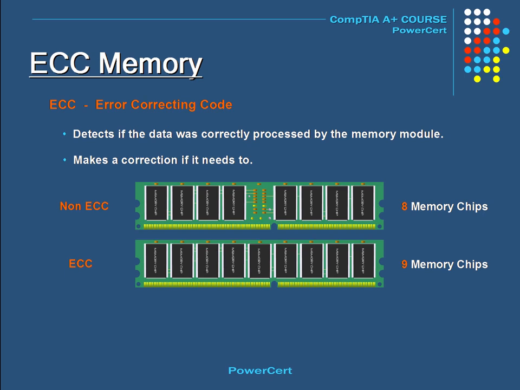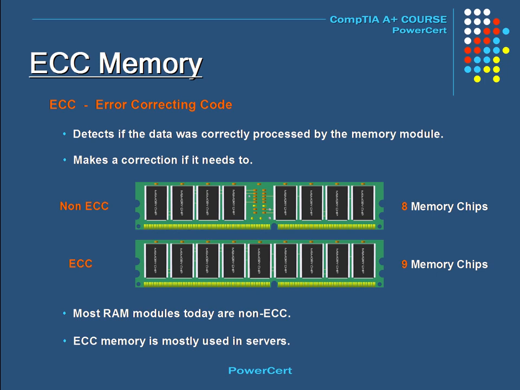Most RAM modules today are non-ECC, because of the advance in technology that has minimized memory errors and has made non-ECC RAM more stable. Typically today, ECC memory is mostly used in servers because servers need to be up and running at all times, and using ECC memory is just an extra precaution to guard against any memory errors.